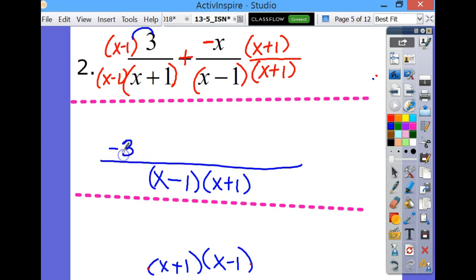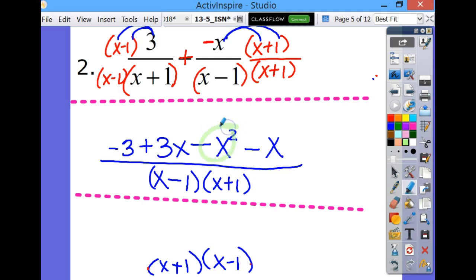negative 3 plus 3x. If I multiply that together, I get negative x squared. If I multiply that, I get negative x or negative 1x. And I need to combine like terms. That doesn't have any like terms. And we usually write the x squared first.